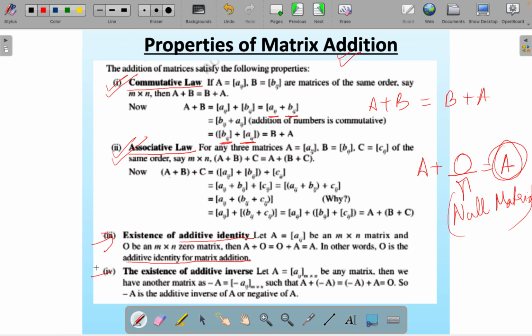Let's talk about the fourth one, the existence of additive inverse. What should I add to A so that my answer is a null matrix? So obviously it should be clear that if you add -A to A, only then will your answer be null, or if you add A to -A, your answer will also be null. So that means I can say that -A is the additive inverse of A, or negative of A, right? So that is all four properties of matrix addition. Let's move ahead.